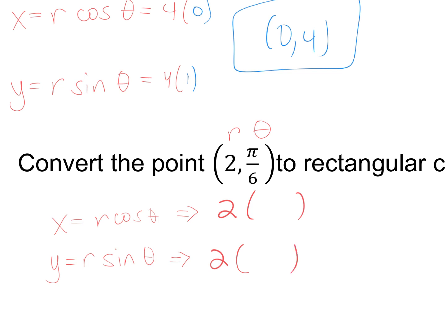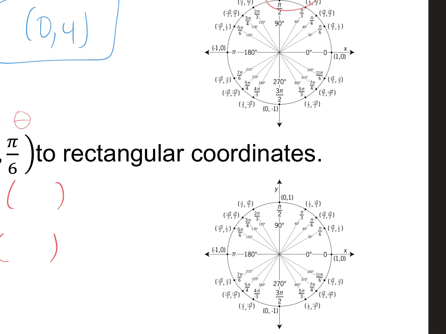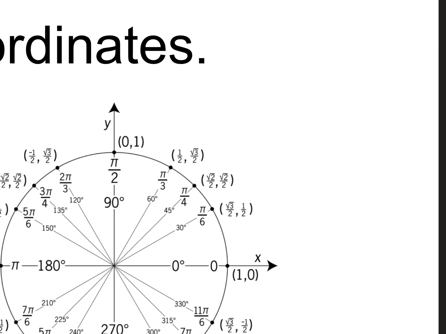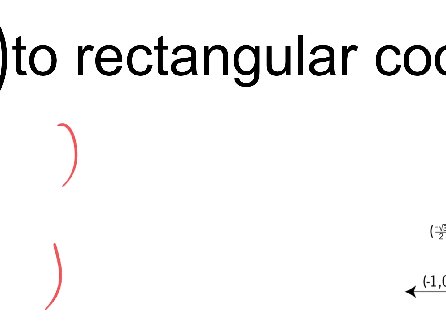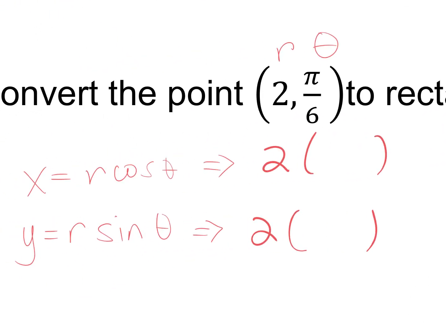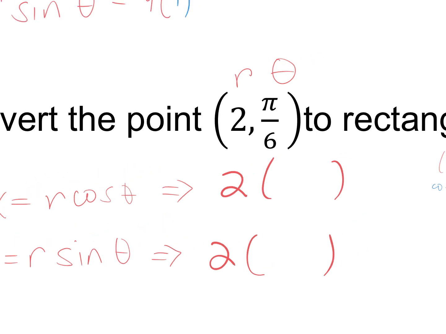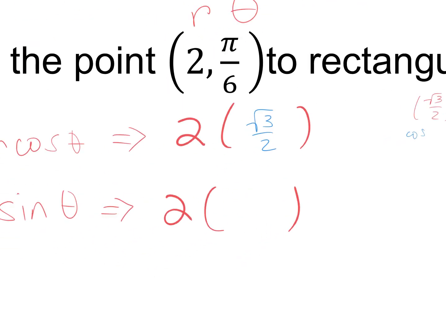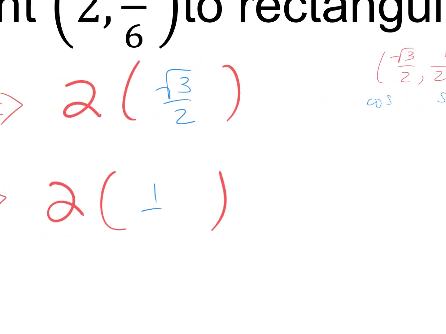I got to figure out what ordered pair we're talking about. Where is pi over 6? What's the ordered pair at pi over 6? Root 3 over 2 and 1/2. Okay, so I'm going to write it right here. Root 3 over 2 and 1/2. This is my cosine. This is my sine. Now, let's just fill it in. So, r times cosine. So, r times root 3 over 2. And then I have r times the sine, so 1/2.